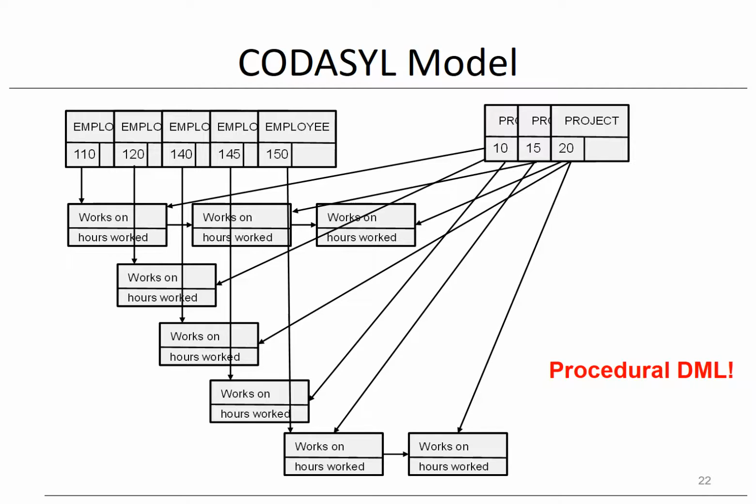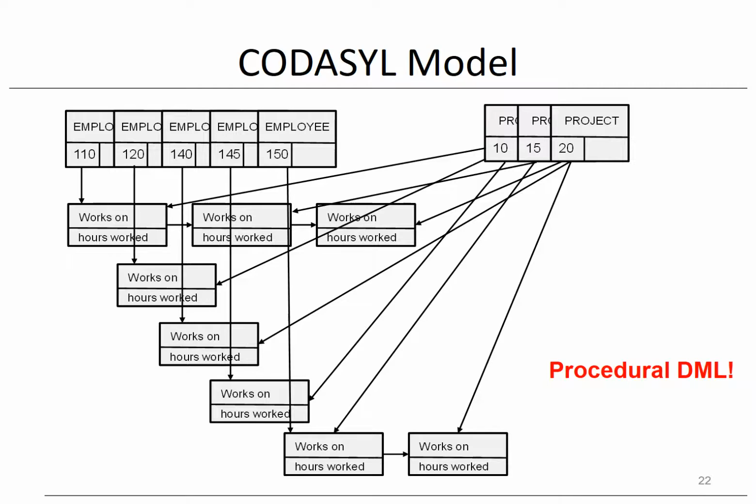This figure illustrates how this works with some example records. You can see that employee 120 only works on project 10, whereas employee 150 works on projects 15 and 20. You can also see that project 15 is allocated to employees 110 and 150.